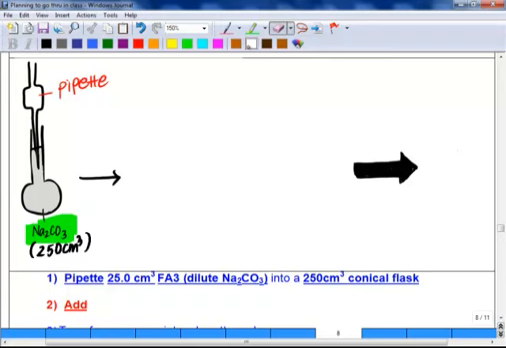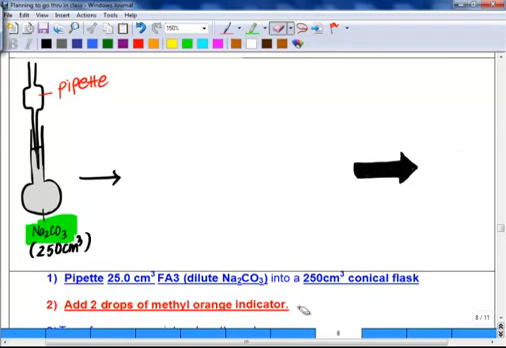Class, before you continue, what do you need to do to the conical flask? Wash? No. This is an acid-base titration. What do you need to add in? The 3 drops. Indicator. So you quickly identify if the question is an acid-base titration. Remember, you need an indicator. So that means next step, add indicator.